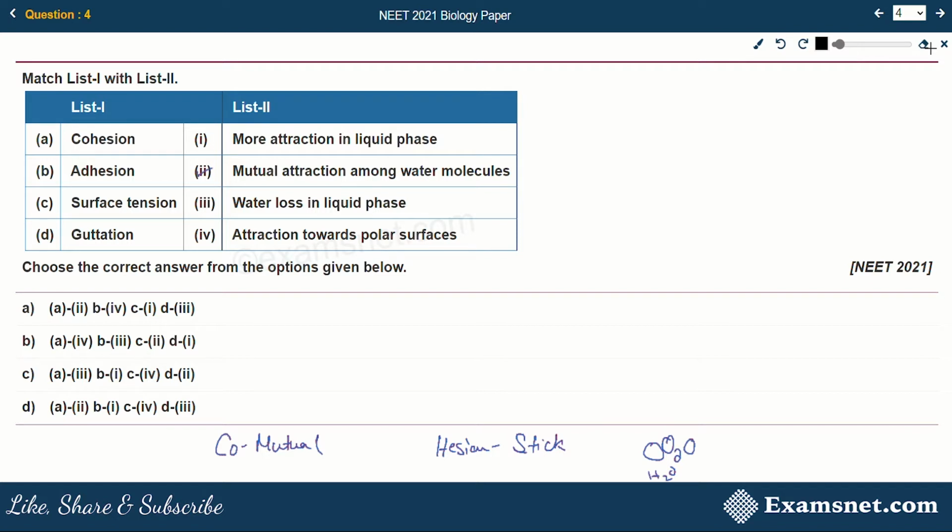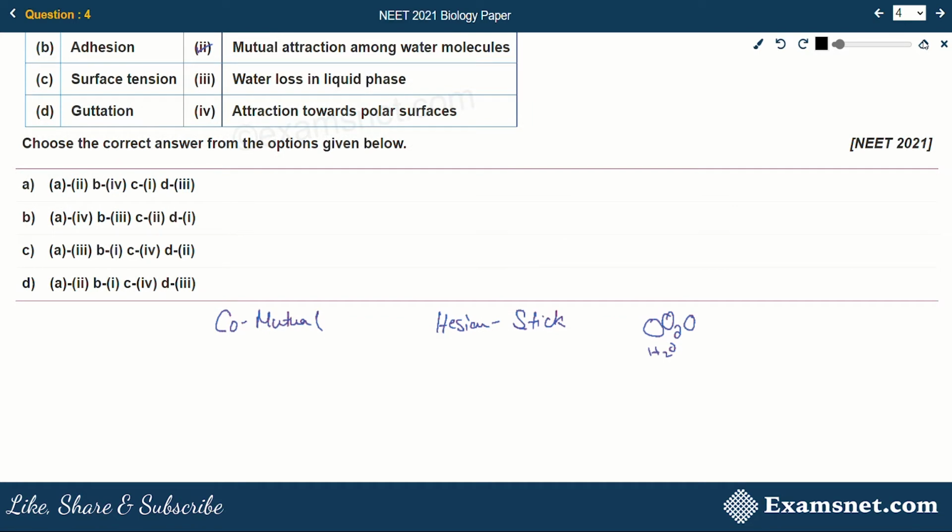Okay. Now the next is adhesion. So what is adhesion? It is just the opposite of cohesion. So what happens in adhesion? In this case, different types of molecules stick to each other, okay? And it is generally referred to the attraction between water molecules and some polar surfaces, okay? So the correct option for this will be 4, attraction towards polar surfaces, okay?